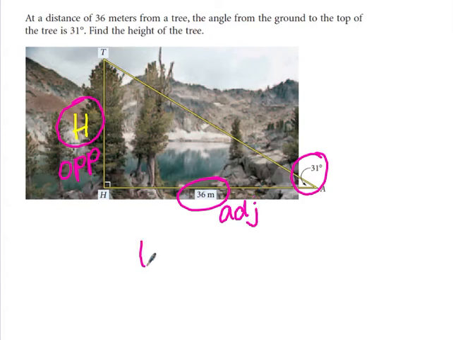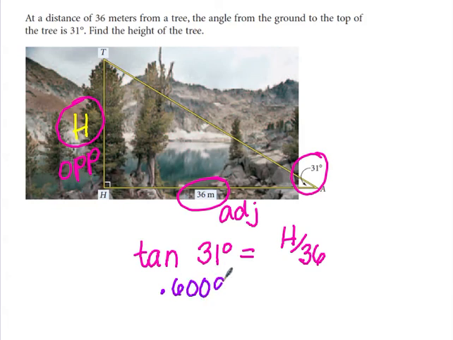Tangent. So tangent of the angle. Tangent of what? 31 degrees equals what, folks? 0.600. Equals h over 36. Yep, just jumped the gun. That's okay. So now what is the tangent of 31 equal? 0.6009. Somebody else get that? Yeah.